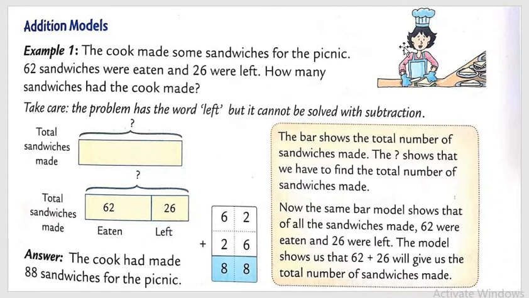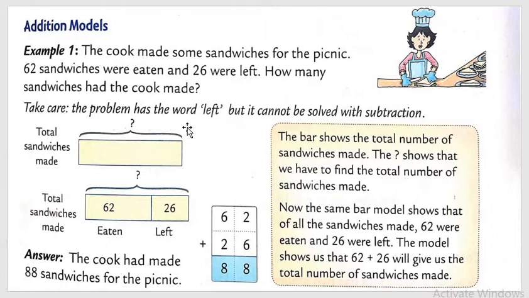The cook made sandwiches for the picnic and 62 sandwiches were eaten. Okay, 62 sandwiches eaten by the people at the picnic, and 26 were left. So how many sandwiches had the cook made? Now here, all these things we have learned. Again, what we have to do here is the revision.